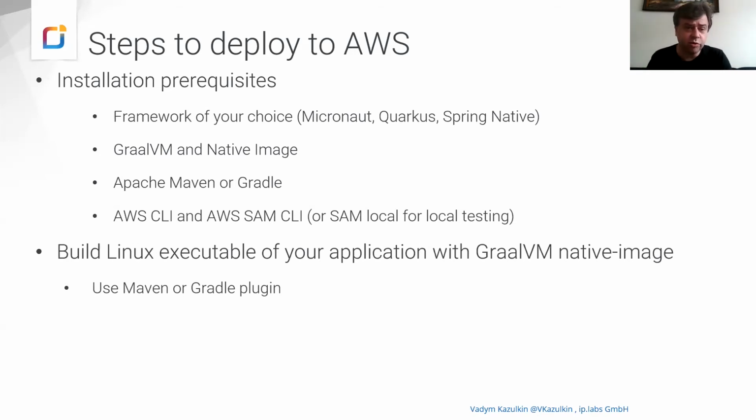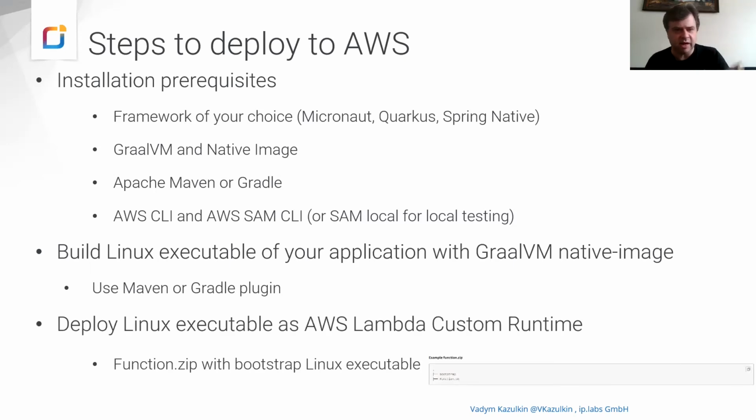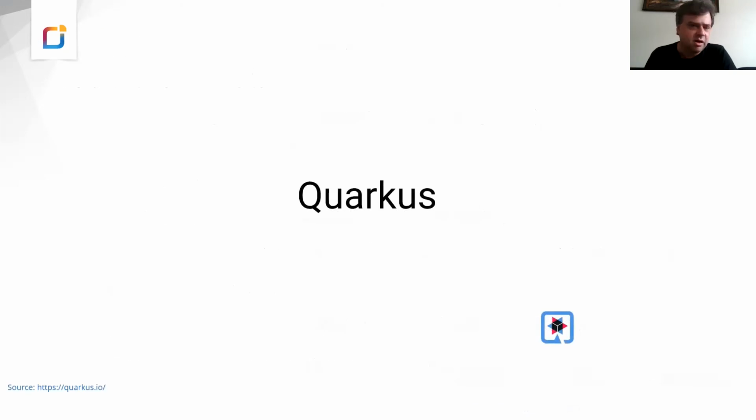In the end, a Linux executable will be built for the GraalVM native image, and then this native image will be renamed function and will be zipped, and then deployed as an AWS custom runtime. So we first start with Quarkus, and this comes from the Red Hat and IBM world. They call this a Kubernetes native framework. I don't understand why Kubernetes native if it runs on AWS Lambda. So for me, it's a general-purpose framework for building microservices and serverless applications.